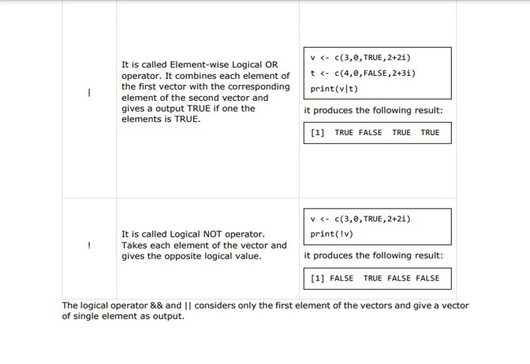So we have logical OR. If one of the elements is true, you get the output true. If any one is true, then the resultant is true. Logical NOT takes each element of the vector and gives the opposite logical value. Look at the example. Not 3 is false. Not 0 is true. And not true is false. And not 2 plus 2i is false.